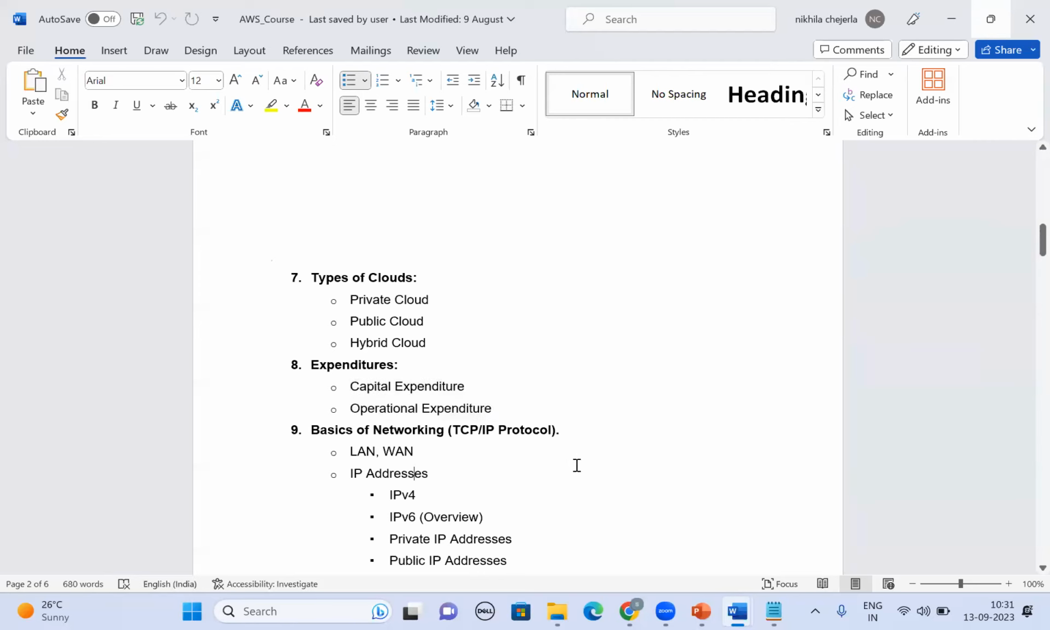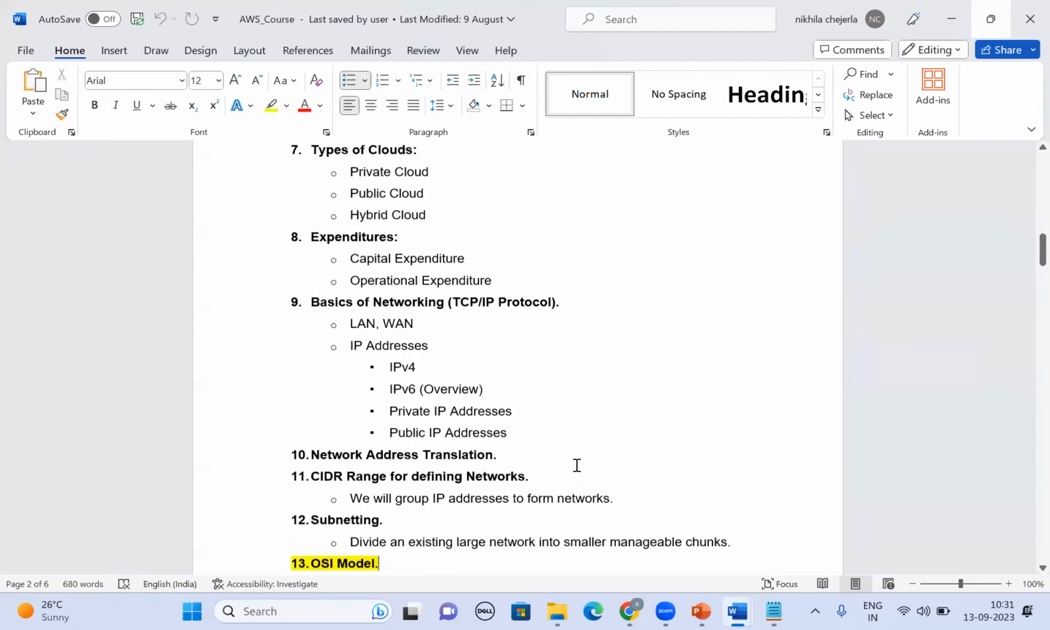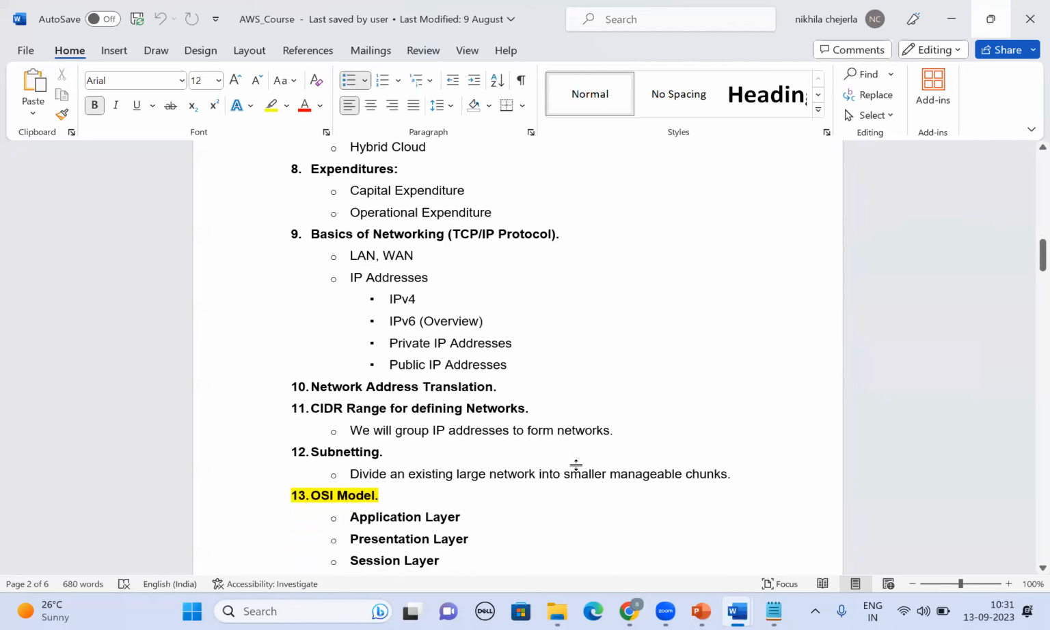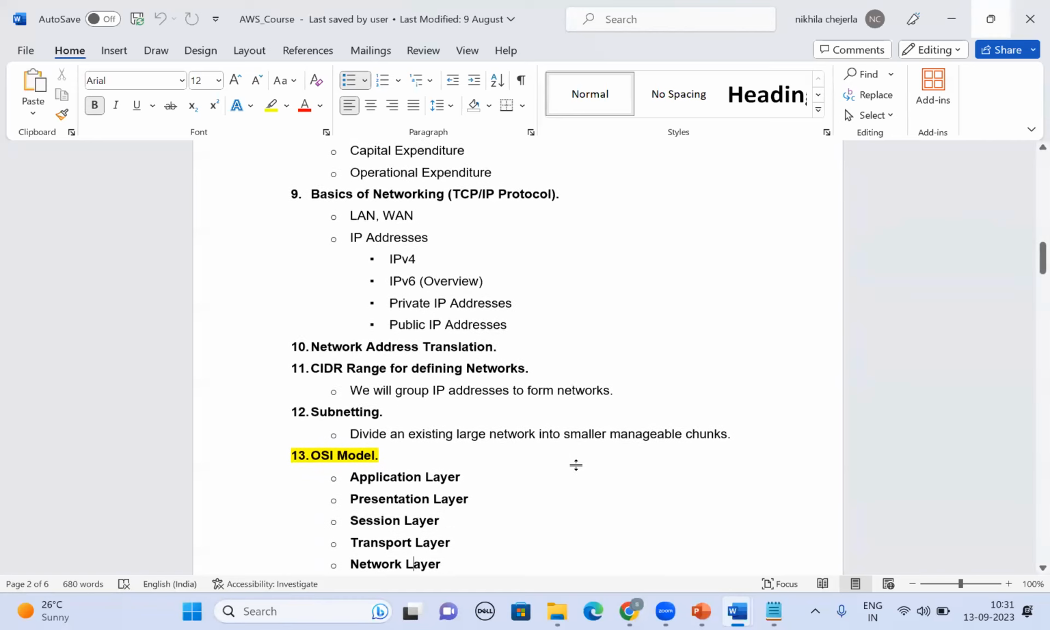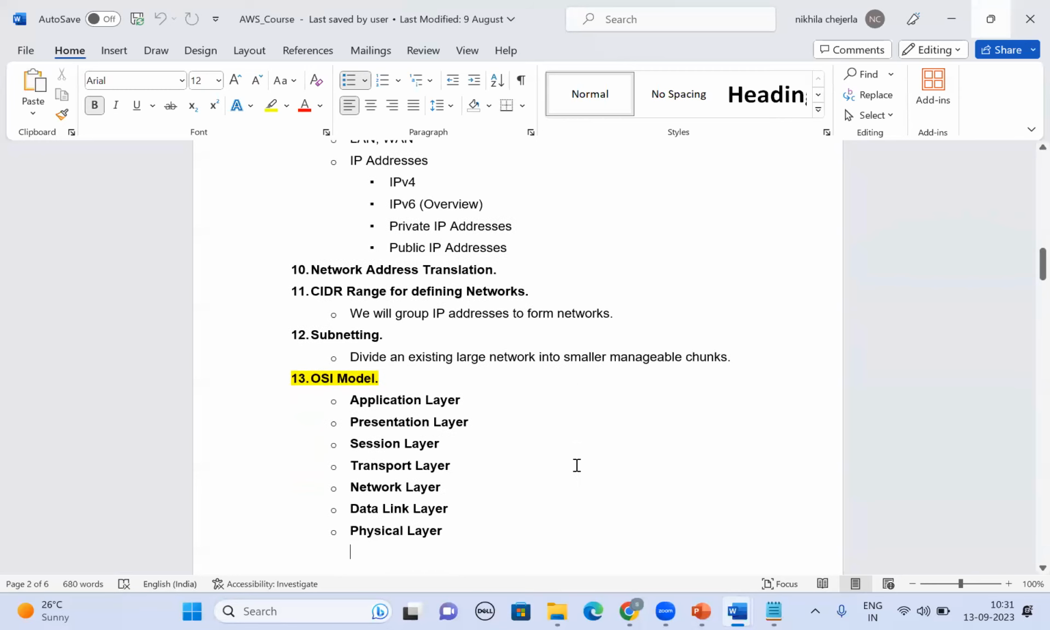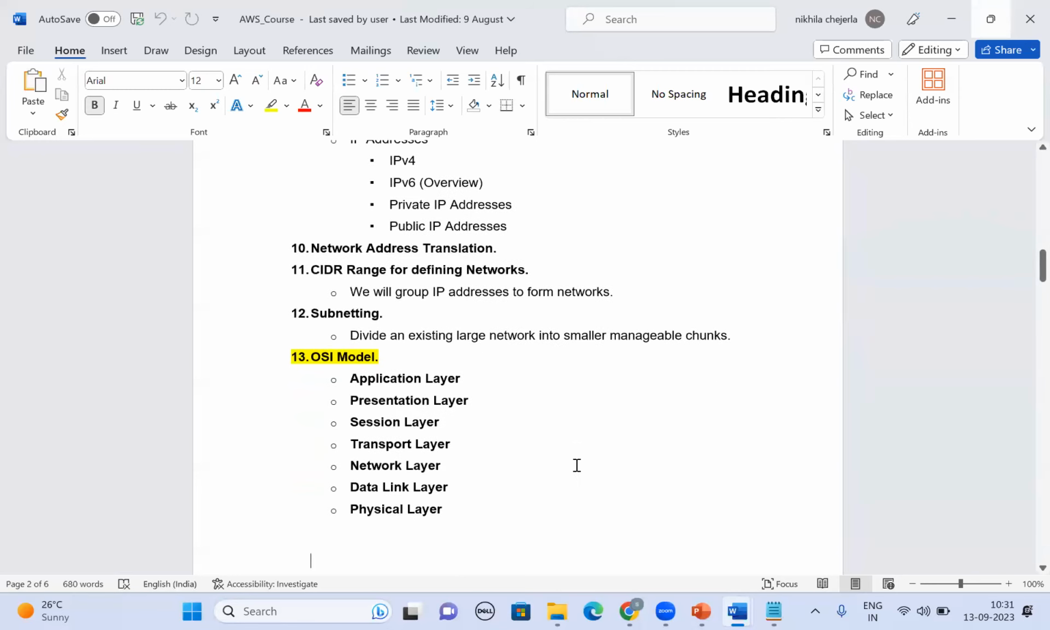Coming to the basics of networking, we'll discuss what LAN and WAN are, what an IP address is, what IPv4 and IPv6 are, and what private and public IP addresses are, definition-wise. We will also discuss the CIDR range, which is an important one while using it, and we are doing subnetting also.